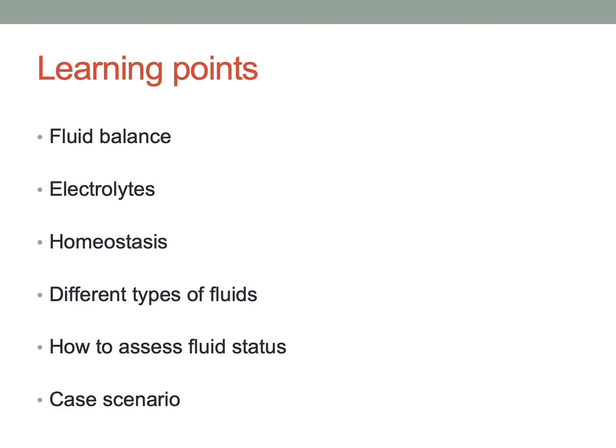Our learning points for today are to discuss what fluid balance is and why it is important. Look at the electrolytes in our body and what their role in the maintenance of fluid balance is. To discuss homeostasis and how it is maintained. Look at the different types of intravenous fluids with different properties and indications for use, and we will explore all of these and the pros and cons for each. We will then look at ways in which we can assess a patient's fluid status and consolidate what we have learnt by looking through some case scenarios.